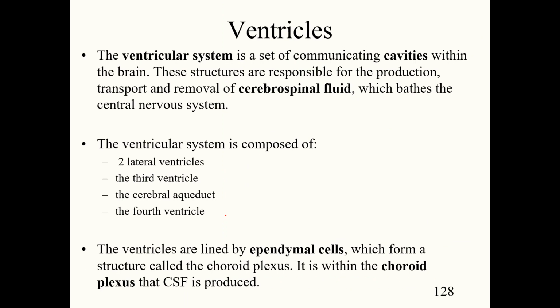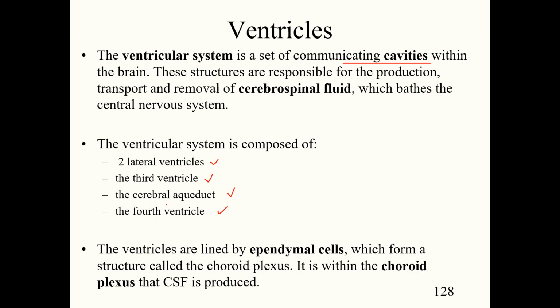So the ventricular system is a set of communicating cavities within the brain. These structures are responsible for the production, transport, and removal of cerebral spinal fluid, which is going to bathe the central nervous system. This is brain and spinal cord. The ventricular system is composed of 2 lateral ventricles, the 3rd ventricle, the cerebral aqueduct, and the 4th ventricle.